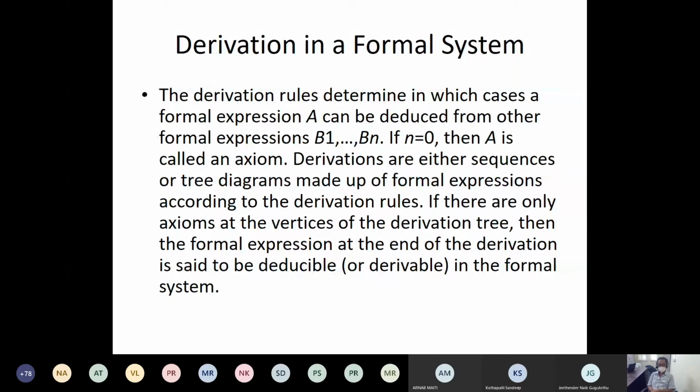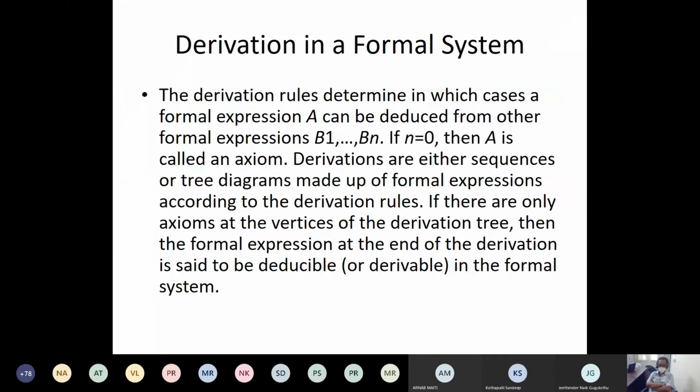Now, what is the derivation in a formal system? The derivation rules determine in which cases a formal expression A can be deduced from other formal expressions B1, B2 to Bn. If n equals 0, that means it does not require any prior formula to be proved in order to prove that. That means it is given to be true. I am using the word true, which means that it is valid. So if A is given as true, then of course it is an axiom. Then A is called an axiom. But then there are other formulas which are not axioms, but which can be derived from an axiom through certain steps. Derivations are either sequences or tree diagrams made of formal expressions according to the derivation rules.